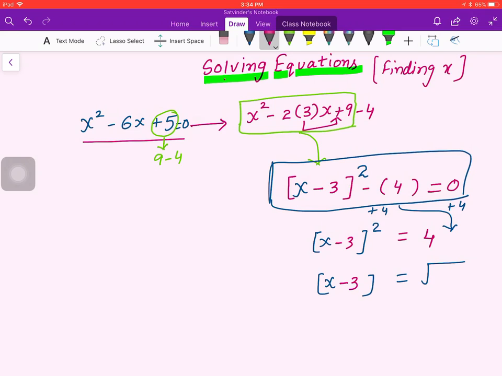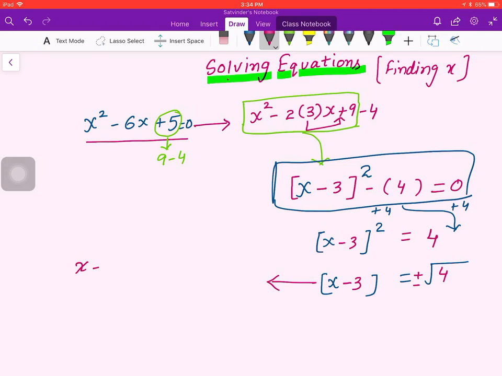So x minus 3 is the square root of 4. Now remember, whenever you take a square root, you should always use plus and minus, because the square of positive 2 is also 4, and of minus 2 is also 4. So we'll rewrite it. Maybe I will use this space here.